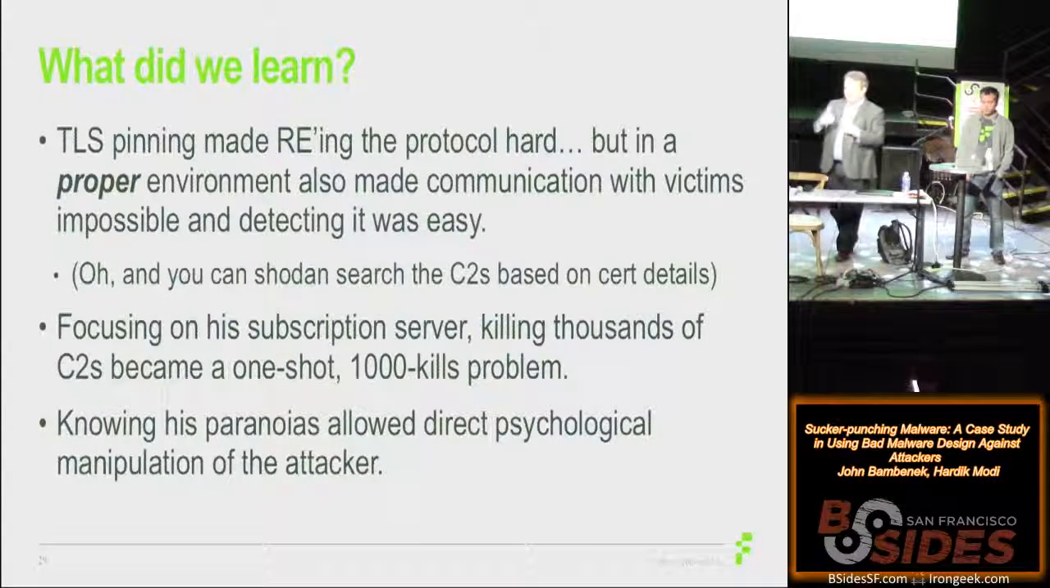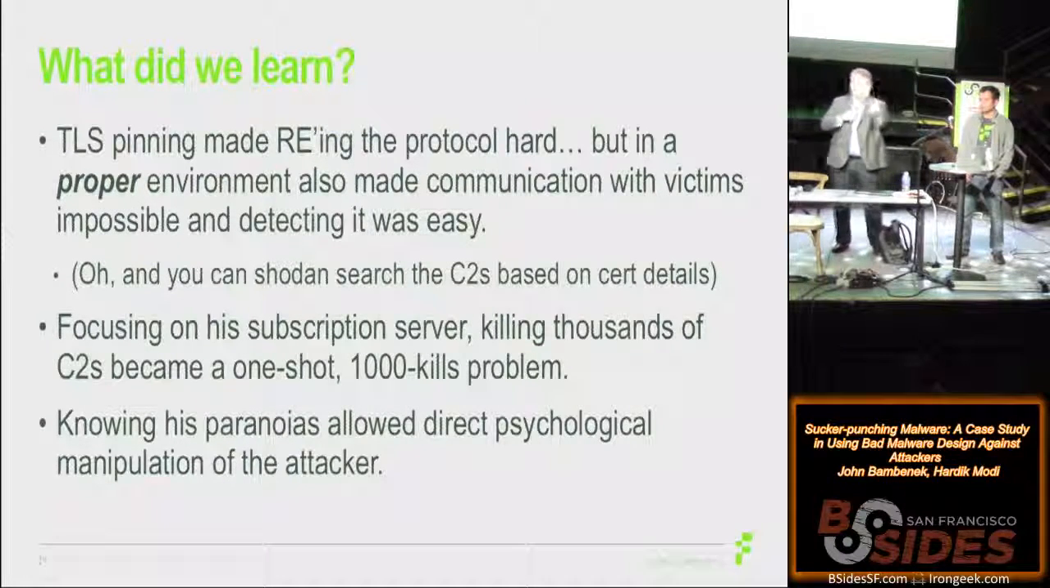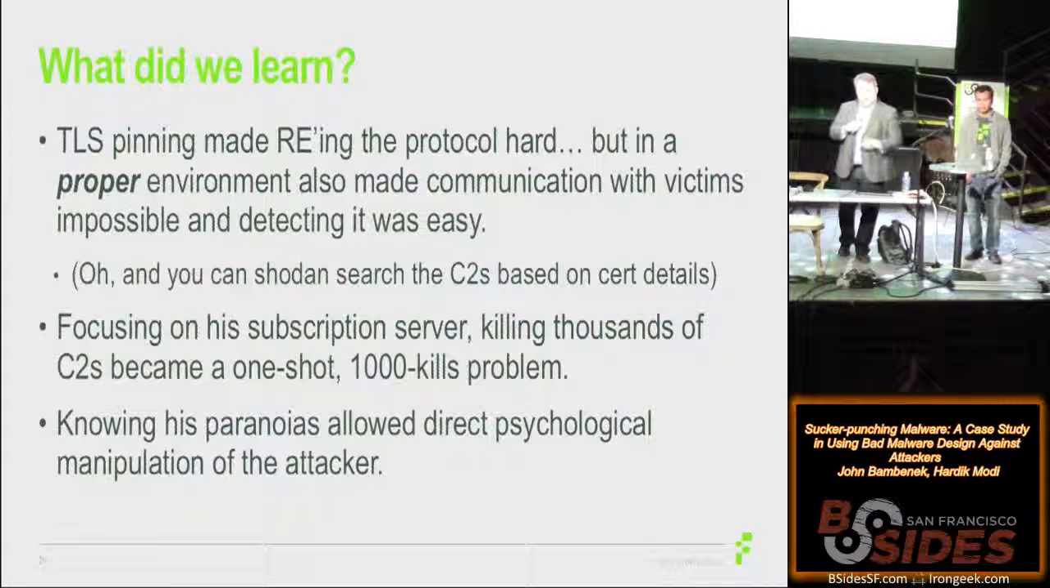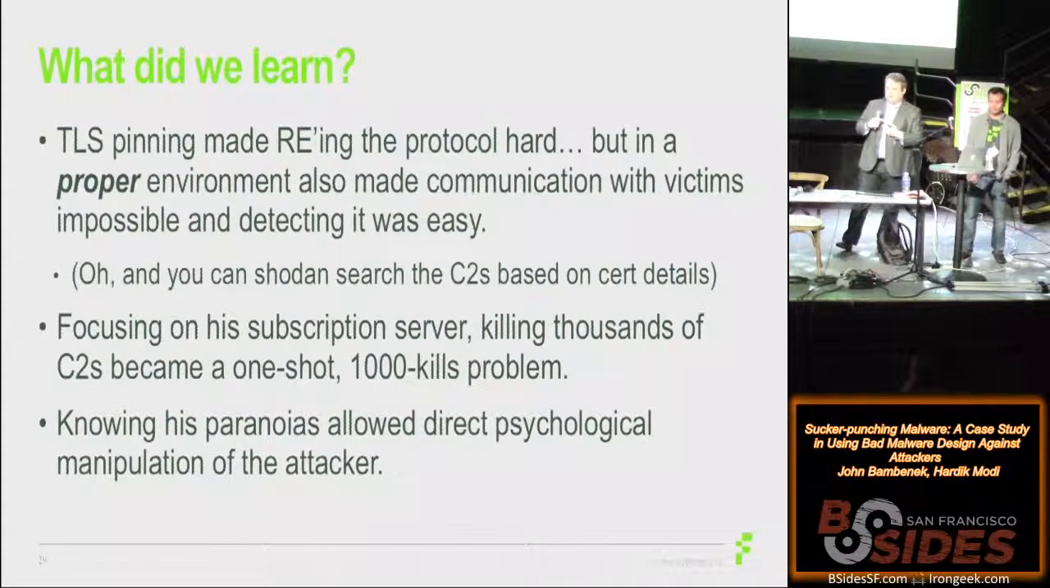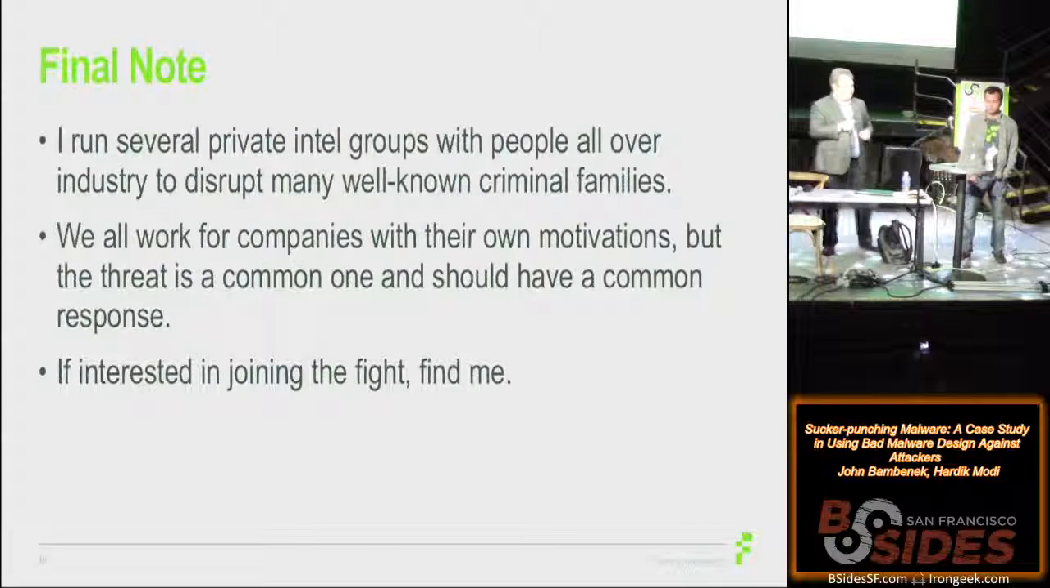So what did we learn of how to do this, right? TLS pinning creates a mechanism to authenticate the server, right? I know I'm talking to the server because the certificate matches, it was signed. Great. Nothing can be manipulated there, except that if you do SSL man in the middle, right, in a proper environment, you would be doing that. No victims will be talking. But if you created any pressure on jsocket.org, it would take it all down with you, right? So focusing on that subscription server allowed us to kill all C2s with one particular shot. And knowing his paranoias, let me get inside of his head and have a little bit of fun, right? It takes a long time to prosecute somebody, but you can troll somebody fairly quickly, right?